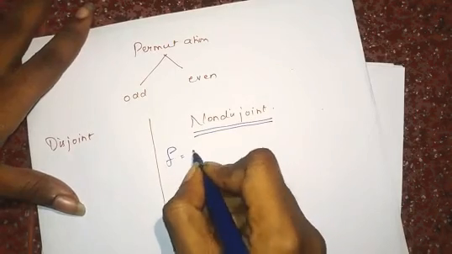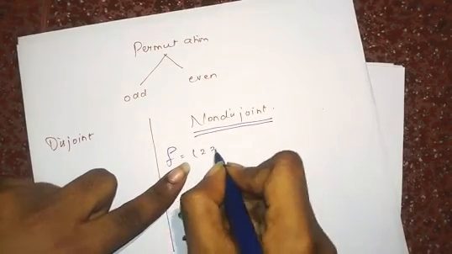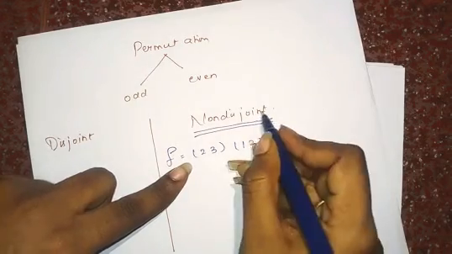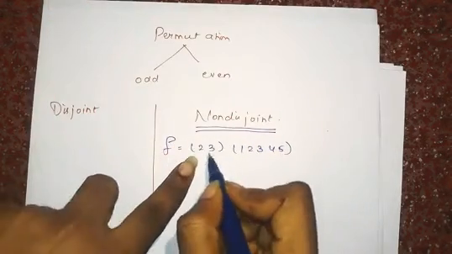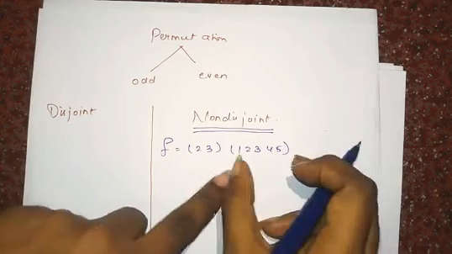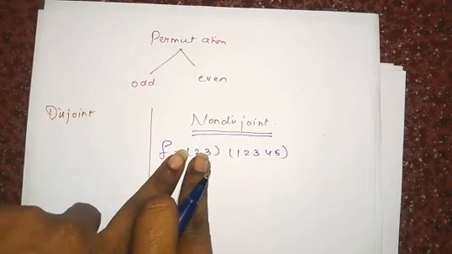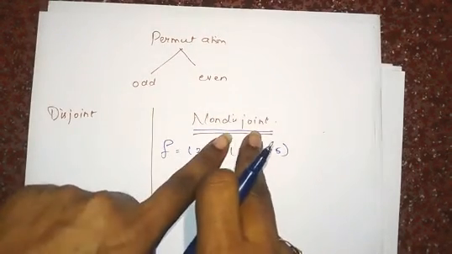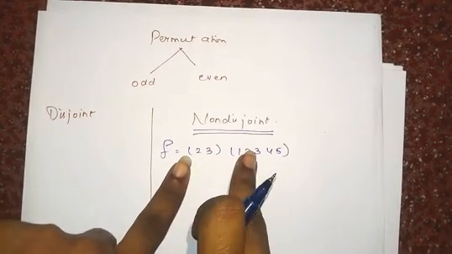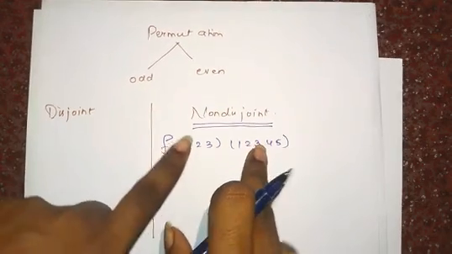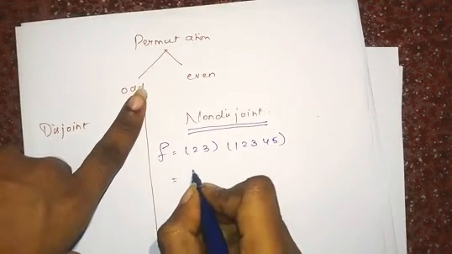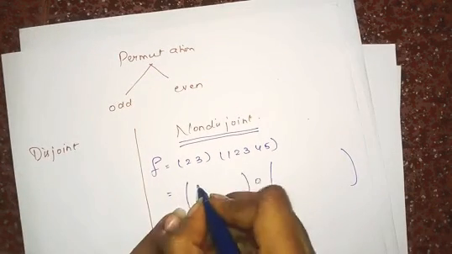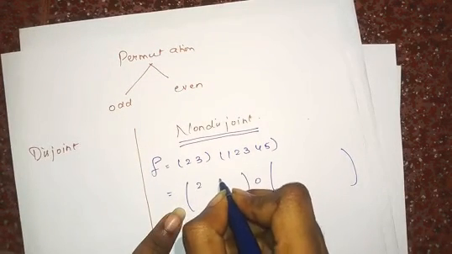I'll take an example: f = (2, 3)(1, 2, 3, 4, 5). It is non-disjoint because there are common elements between these two brackets. Even if there is only one common element, we say it is non-disjoint. Here 2 is common, and 3 is also common. So to find it, we will perform the composition of permutations.